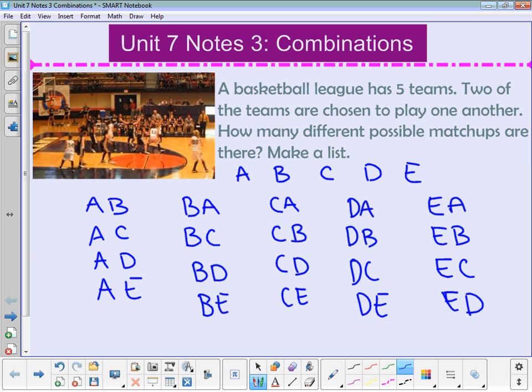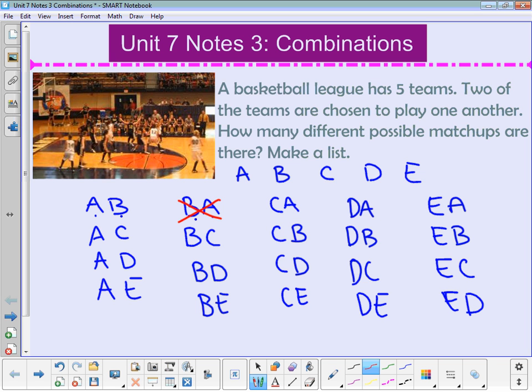Now, let's take a look at those. Each one of those is a different basketball game. So here's my question to you. Is playing the two teams A and B different than the teams B and A playing each other? Does it make a difference? No, it's the same game. So this one actually doesn't count. We don't need it, okay?